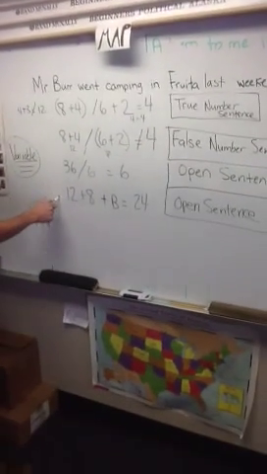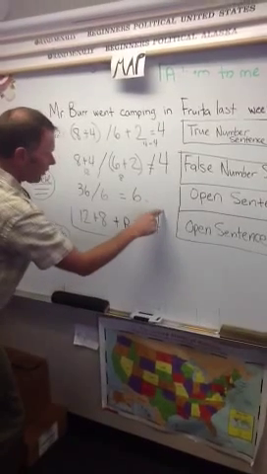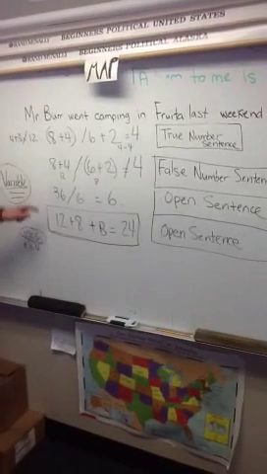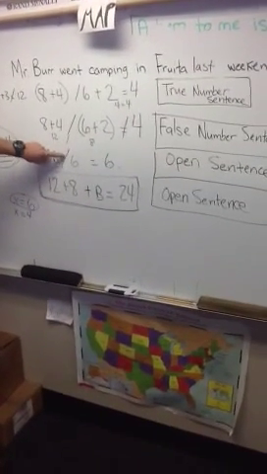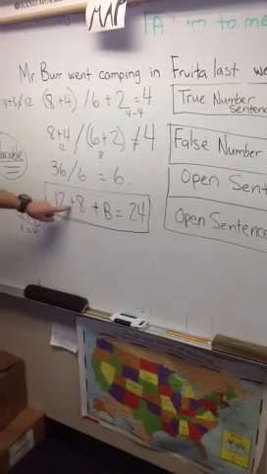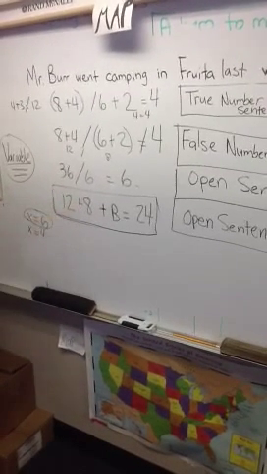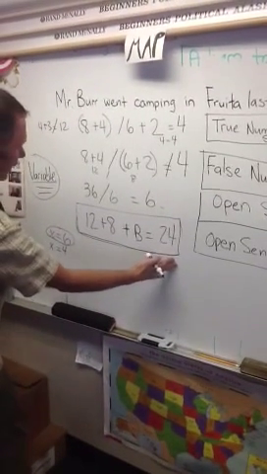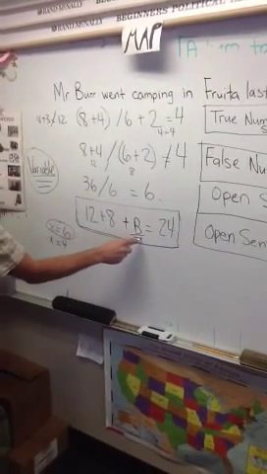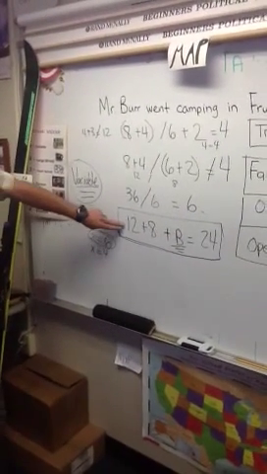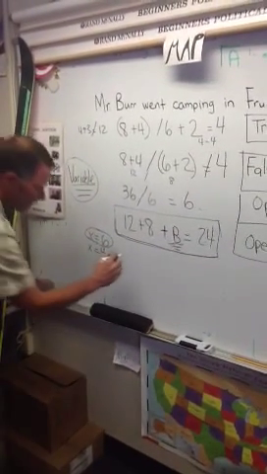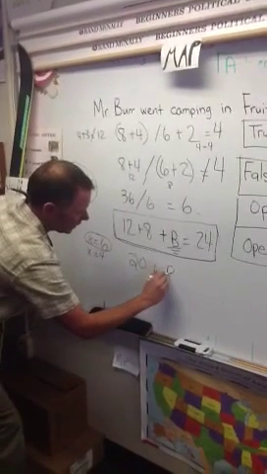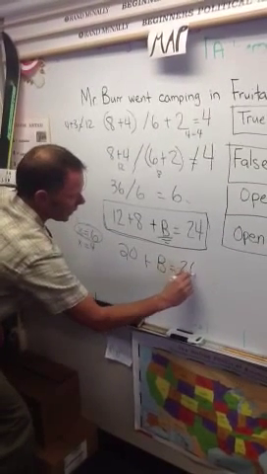One more example here. With open sentences, we can have different operations. In this case, we had division. Now we have an open sentence with addition. So maybe this should be a little bit easier. We have a 24 on one side. Here is our variable, our unknown, what we're trying to find. We do know 12 plus 8 is 20. This one looks easy. Plus b equals 24.